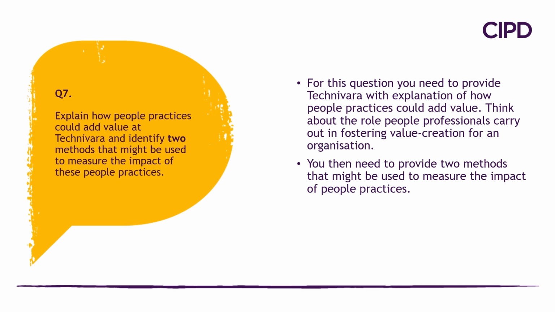So, firstly, business planning. People practitioners monitor and check supply and demand, which links to workforce planning. Building capability. This is done by identification of current and future skills and competencies for Technovara.